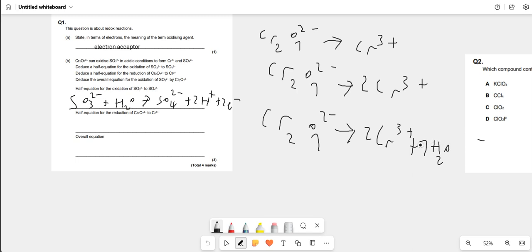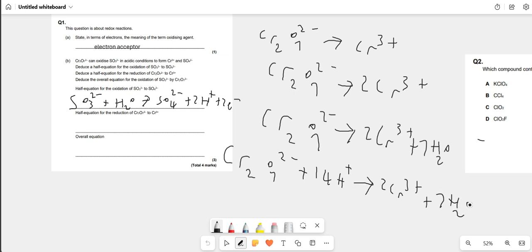Now how many hydrogens do I have on the right? I've got 14, because 7 times H2 is 14. So I need to add 14H+ onto the left. So it's going to be Cr2O7 2- plus 14H+ gives me 2Cr3+ plus 7H2O.